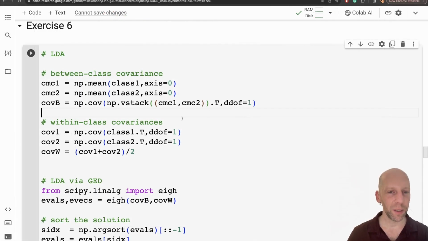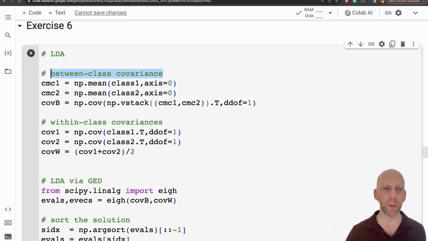Let me actually start with the within class covariances, because I think that is conceptually and also computationally very simple. Basically, we take the covariance matrix of the data for class 1 and the covariance matrix of the data for class 2, and then we just average them together. So this is the average covariance within each of the categories. Now, the covariance between the classes, or between the categories, is a little bit more difficult, conceptually.